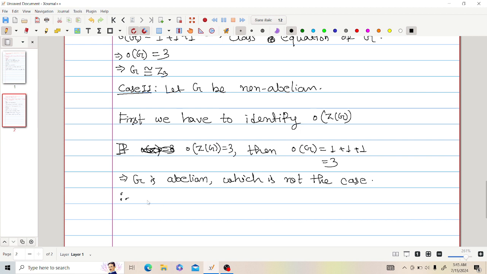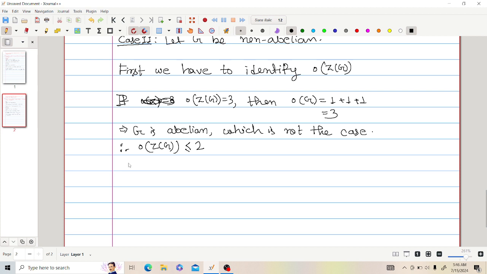Therefore the order of Z(G) is less than or equal to 2, and the order of Z(G) cannot be greater than 3, because if the order of Z(G) is 4, then there are 4 conjugacy classes. If the order of Z(G) is 5, then there are 5 conjugacy classes, but here we have only 3 conjugacy classes, so the order of Z(G) cannot be greater than 3. Now there are only 2 cases. This implies the order of Z(G) is 1 or 2.